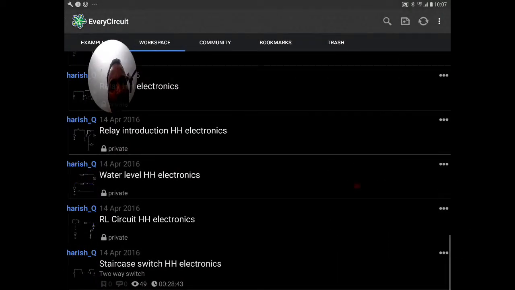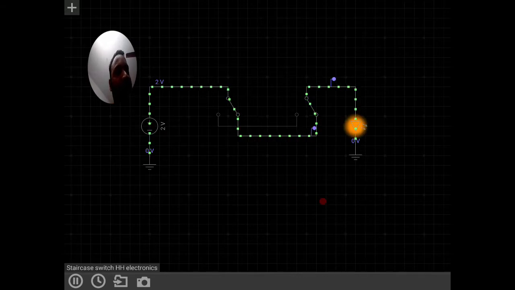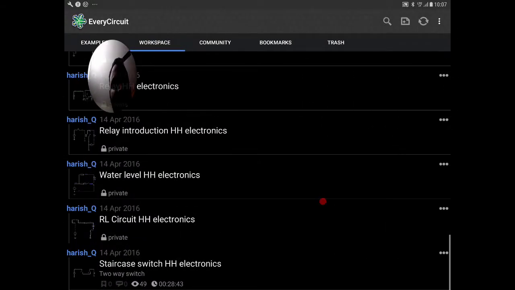Then let's look at a staircase switch. These are two SPDT switches, and when you close one, it holds there, and when you open one, the other opens. So that's the circuit topology. It's two SPDT switches in tandem.